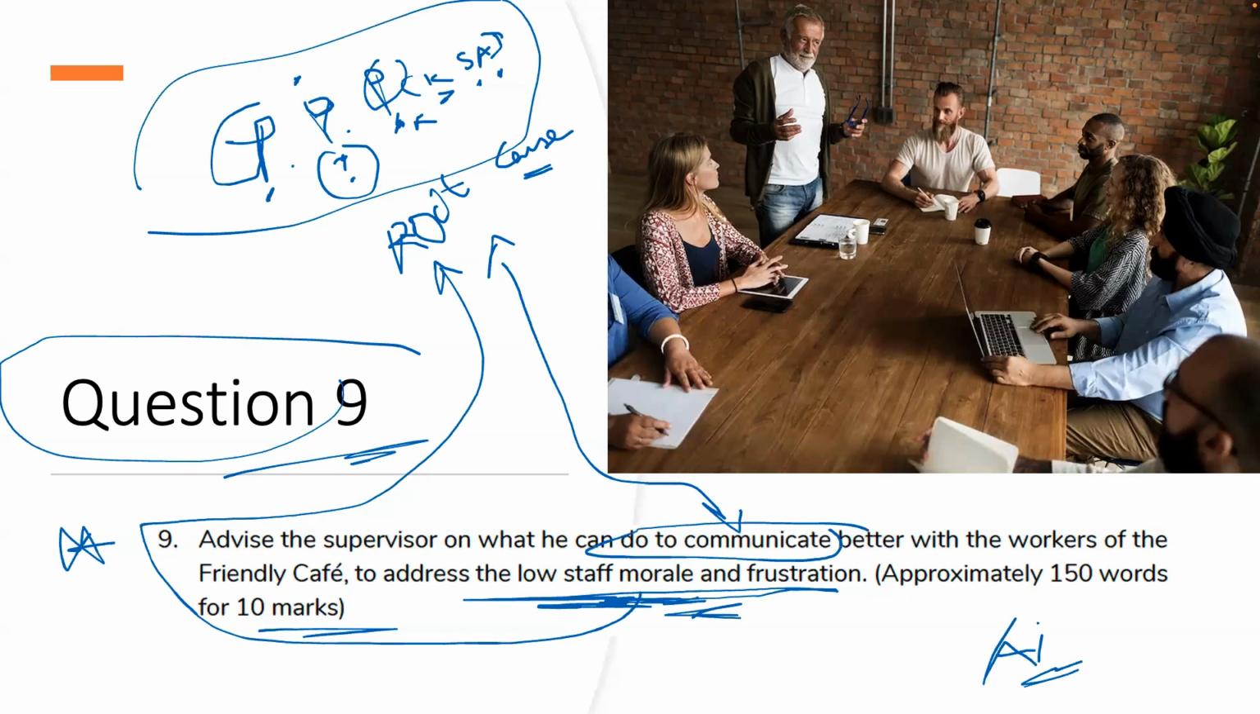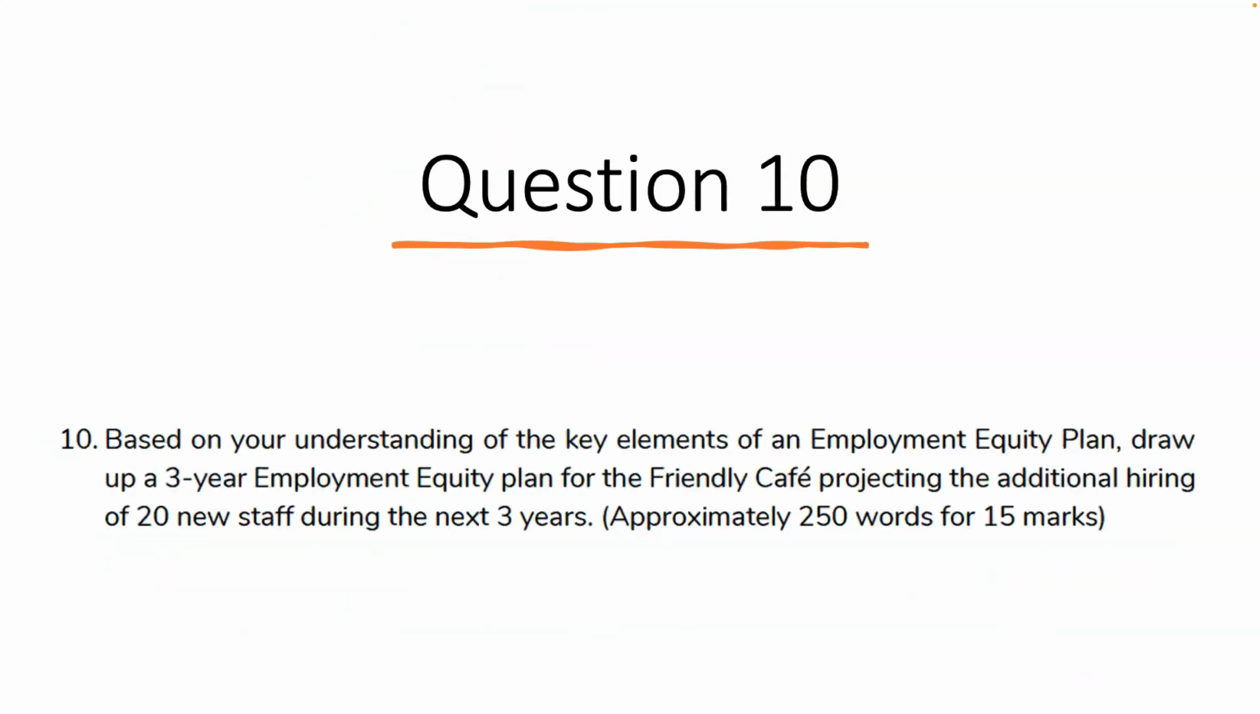Oh, we're coming on to the final question. I know it's been a long evening, so let me finish off. There are two more questions, and these are very straightforward stuff that you can draw from your textbook. Based on the understanding of the key elements of the employment equity plan, draw up a 3-year employment equity plan for the Friendly Cafe, projecting the additional hiring of 20 new staff members during the next 3 years.